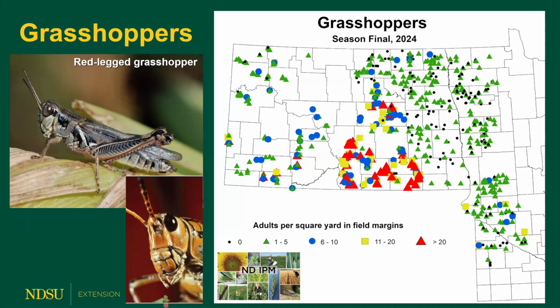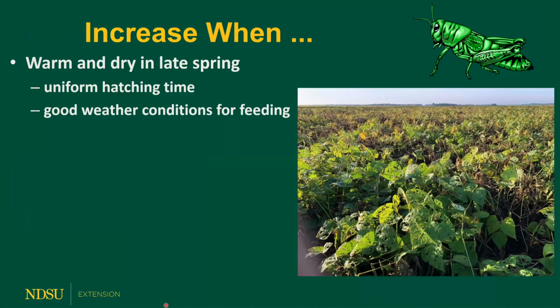But again, this insect, both in the immature stage called nymphs and the adult stage, have large mandibles, chewing mouth parts, cause defoliation and even clip off those dry bean pods. So again, they're going to be worse when it's warm and dry late spring. That promotes a uniform hatching time, so more of them come out all at once and cause problems. Also, the dry weather is good for feeding. They need it fairly warm to get active feeding.